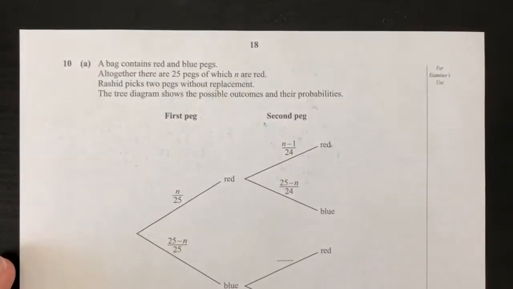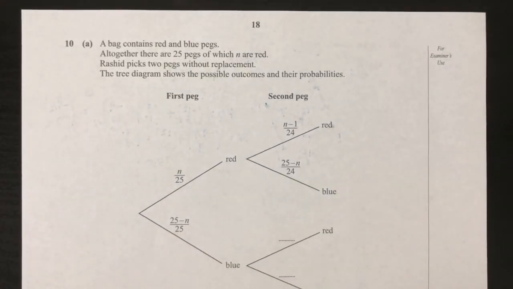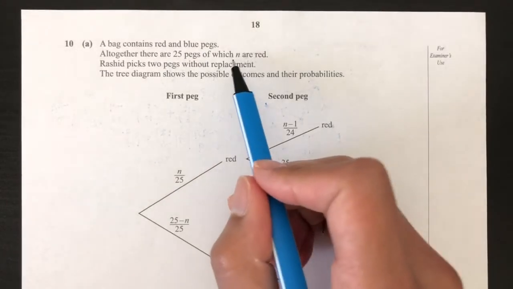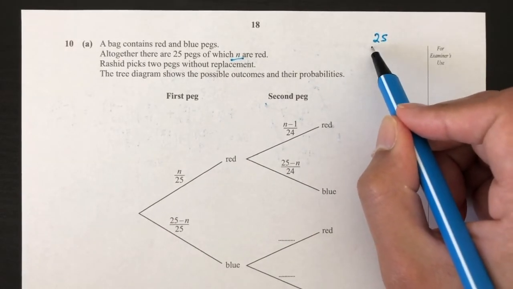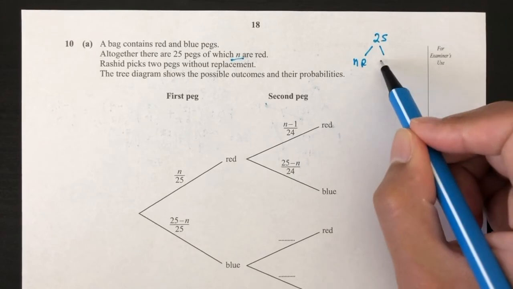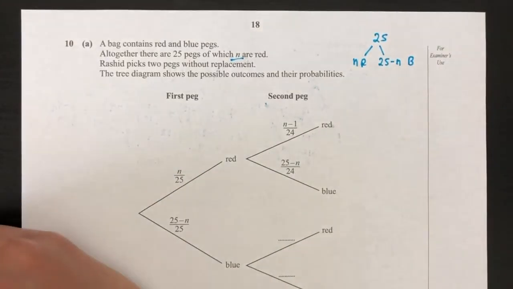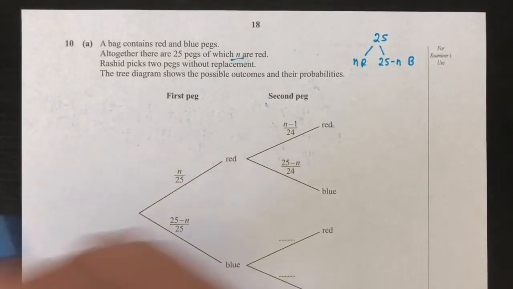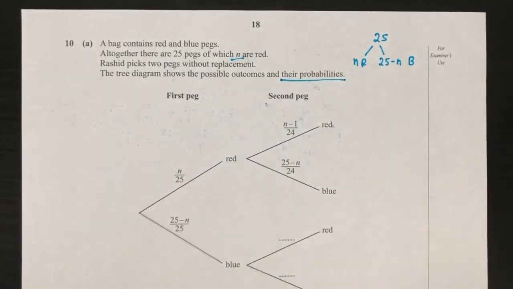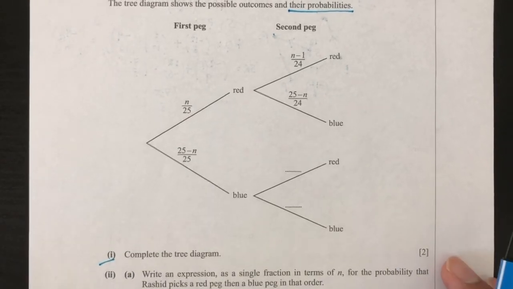Let's move on to question number 10. It says a bag contains red and blue pegs. So altogether we have 25 pegs, of which n are red. So 25 pegs, we have n red, and blue will be 25 minus n blue pegs. Rashid picks 2 pegs without replacement. The tree diagram shows the possible outcomes and their probabilities. So let's see what we can do now. Part 1, complete the tree diagram.